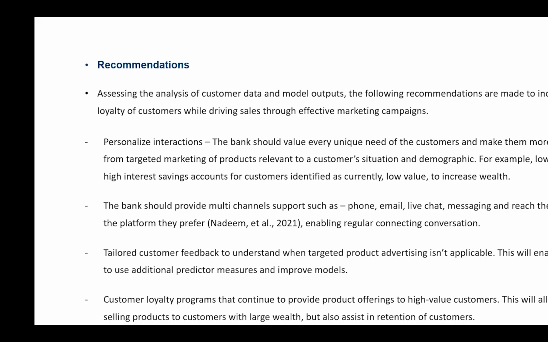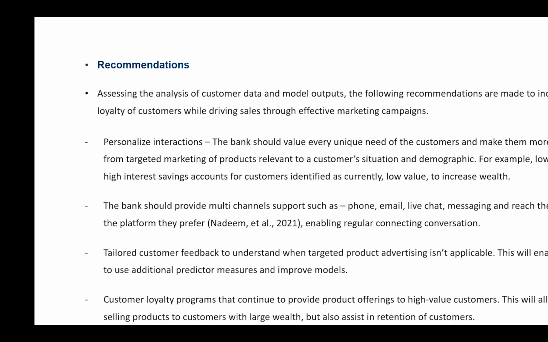This will stem from targeted marketing of products relevant to a customer's situation and demographic. For example, no interest rate loans or high interest saving accounts for customers identified as currently low value, to increase wealth. Then the bank should provide multi-channel support such as phone, email, live chat, and messages, reaching the customers through the platform they prefer, enabling regular connection and conversation.